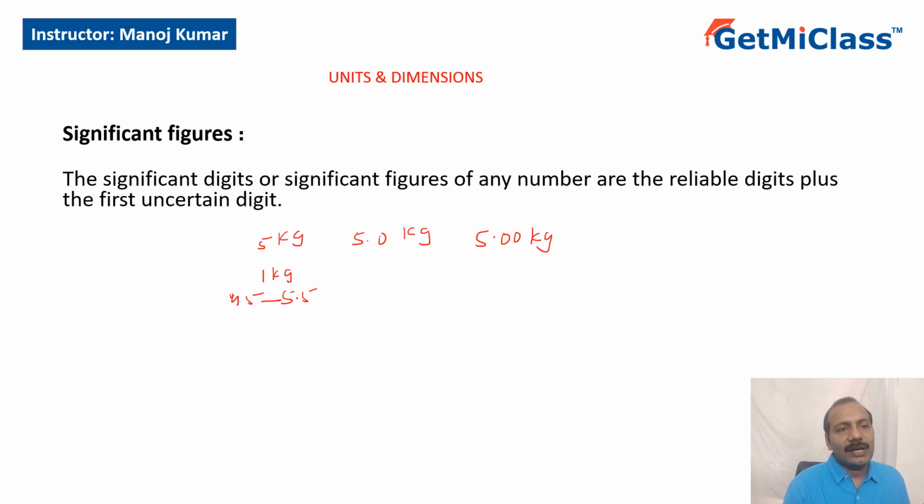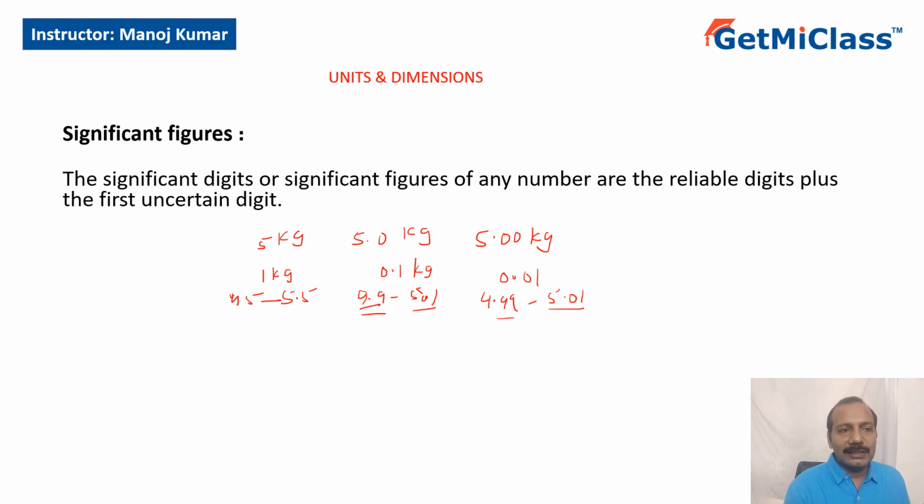Now this one, 5.0, means the instrument used can measure a minimum of 0.1 kilogram. So the error limit for this is 4.9 to 5.1. It can have any value between 4.9 and 5.1. Now coming to 5.00, the minimum value this instrument can measure is 0.01 kilogram. So the range of values of this 5 kg is anything between 4.99 and 5.01. So we can see that this has the minimum error.